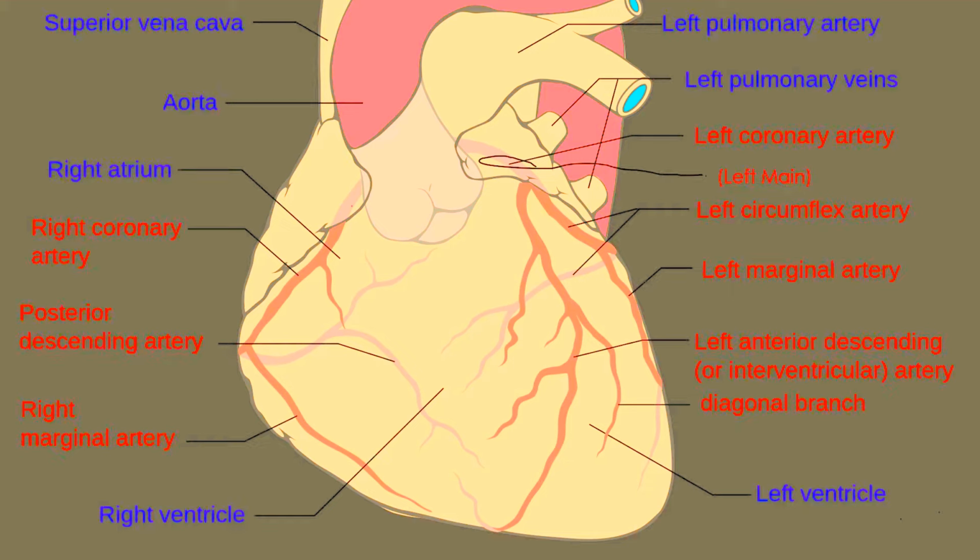Remember I said earlier the posterior wall has blood supply from the posterior descending artery? Now we know that the posterior wall also receives blood from the left circumflex artery. So, with its dual circulation to the posterior wall, we see very few posterior MIs.